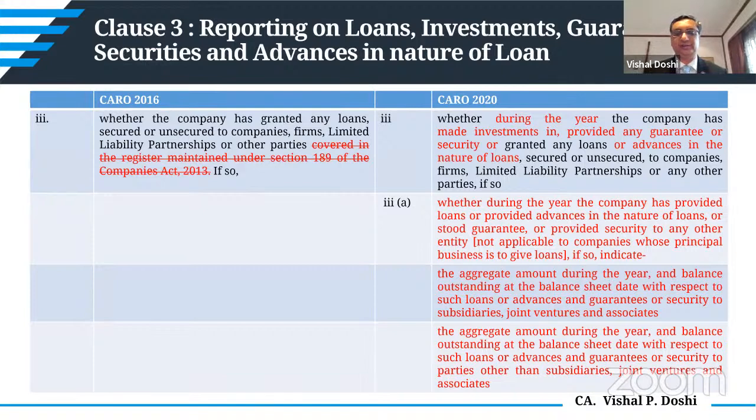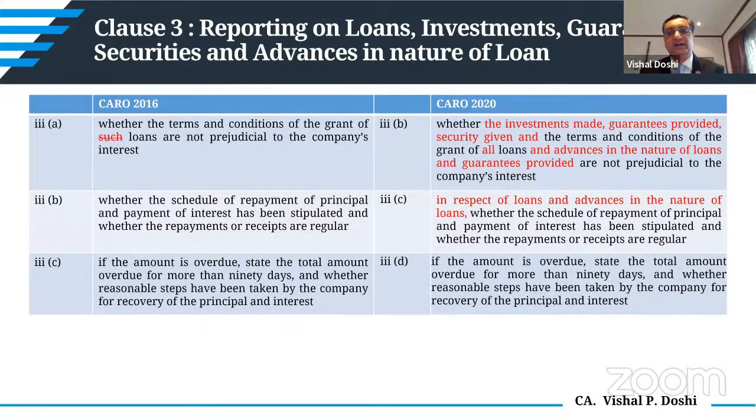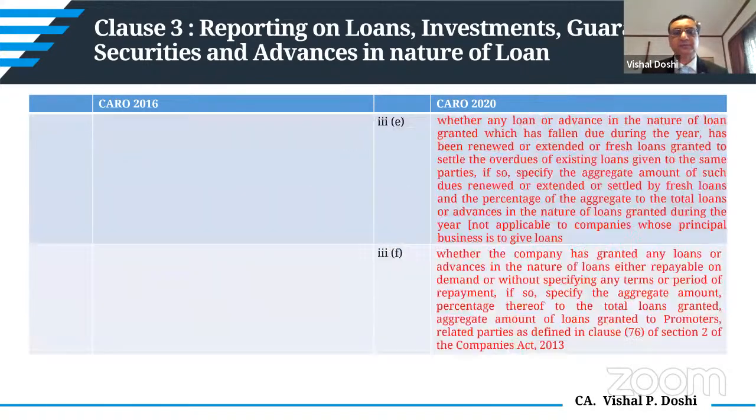joint ventures, associates, and other than subsidiaries, joint ventures, and associates, whether the investments made, guarantees provided, security, and grant are not prejudicial to the company's interest. So earlier the requirement was for loans only. Now it is for investment, guarantees, security, and advances in the nature of loans. For everything we have to report or opine whether they are prejudicial to the company's interest or not. Schedule of repayment, overdue amount, that are almost similar.